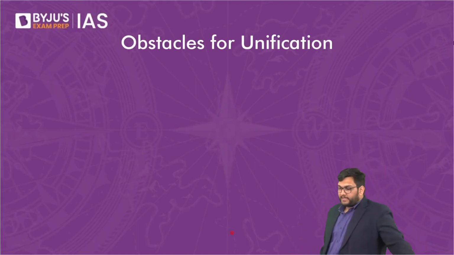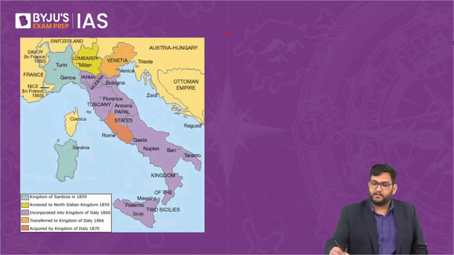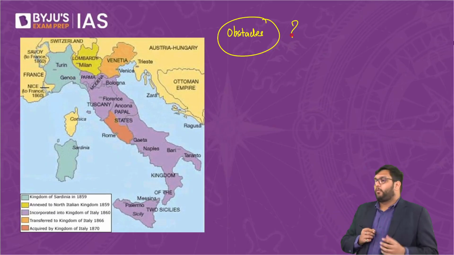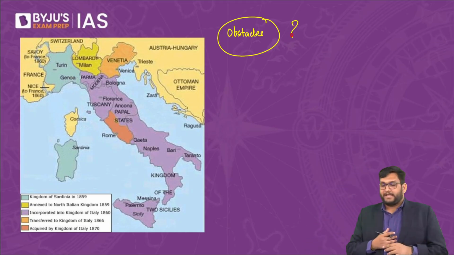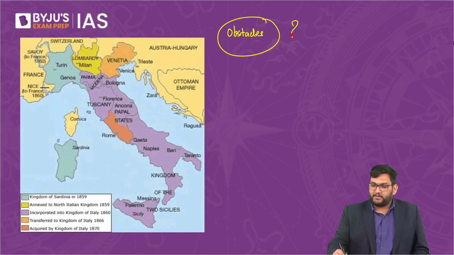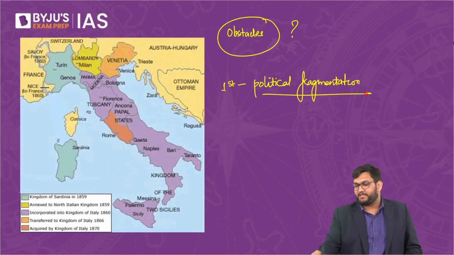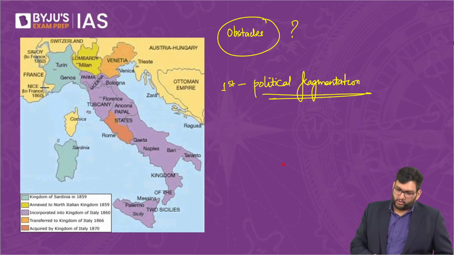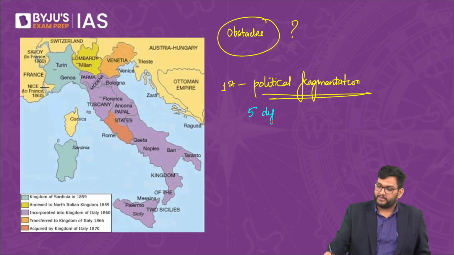Now let's talk about Italy. And the first question which automatically comes to our mind is, what are the obstacles? Why is it that Italy automatically did not become a state itself? Here again, there are multiple issues. And the first one would be the political fragmentation. But there, if it was political fragmentation within the same sector, here it is even more complex, because Italians did not come under 1, 2, or 3, but 5 different powers.